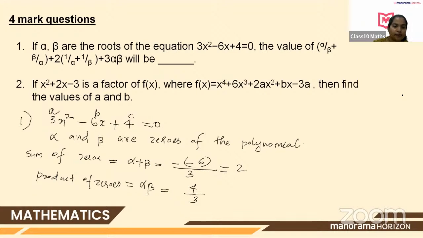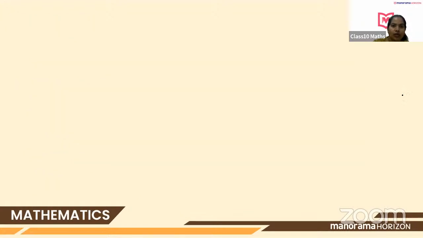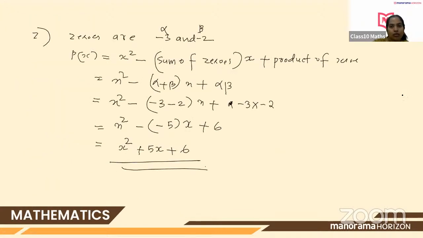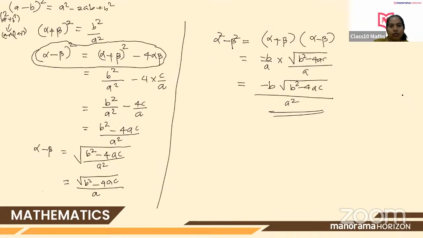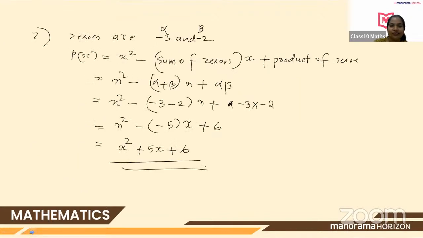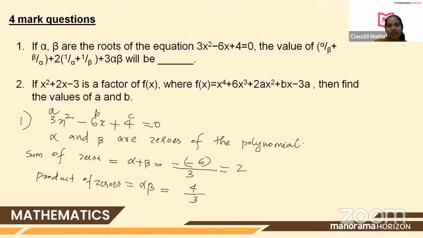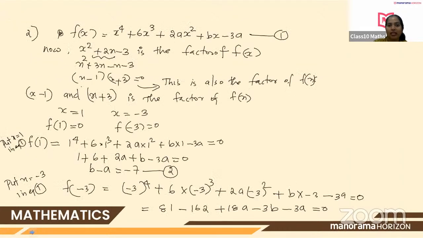Able, are you there? Okay, here we get alpha minus beta the whole square is equal to alpha plus beta the whole square minus 4 alpha beta. Okay, good. Any doubts? Anybody? Any doubts from any of the questions?